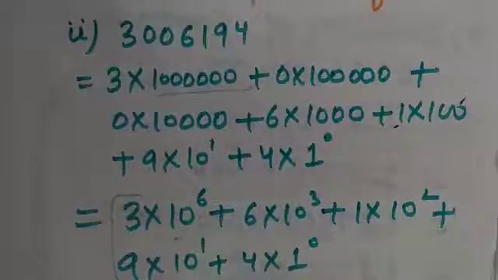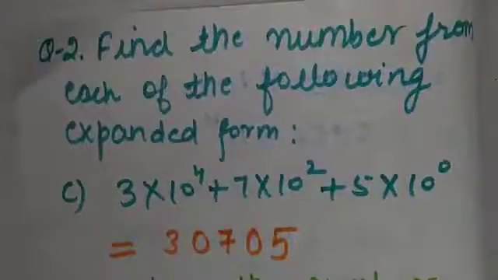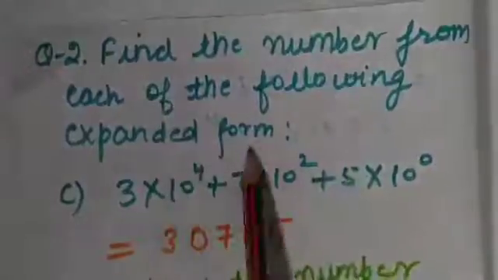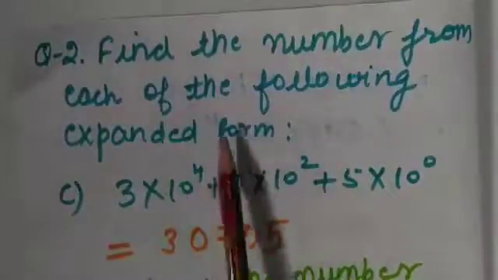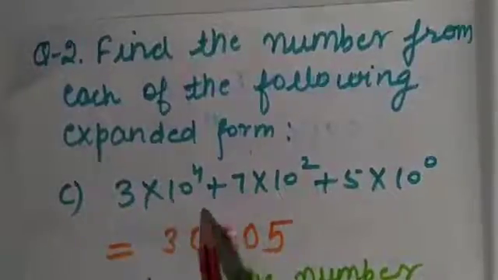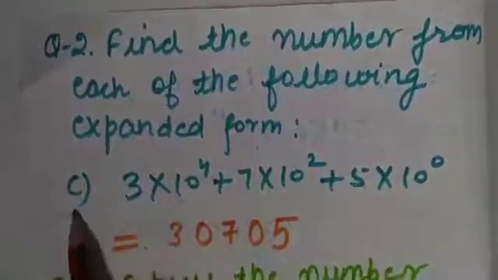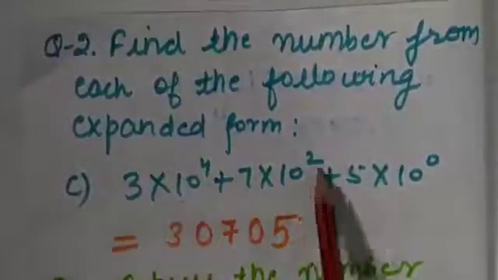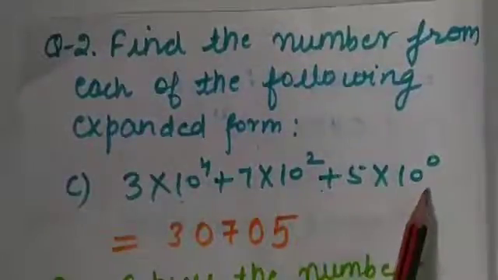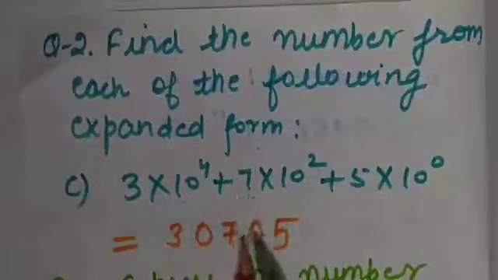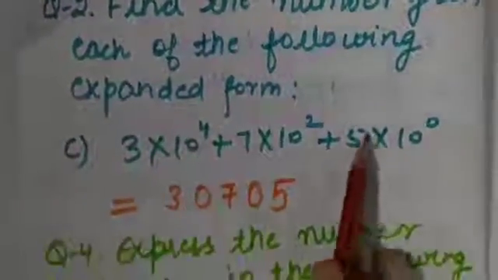Now come to the next question. Question number 2. Find the number from each of the following expanded forms. Now this is the converse of question number 1. The expanded form is given and we have to write the number. I am taking part C: 3 into 10 to the power 4 plus 7 into 10 to the power 2 plus 5 into 10 to the power 0. We have to write the number.